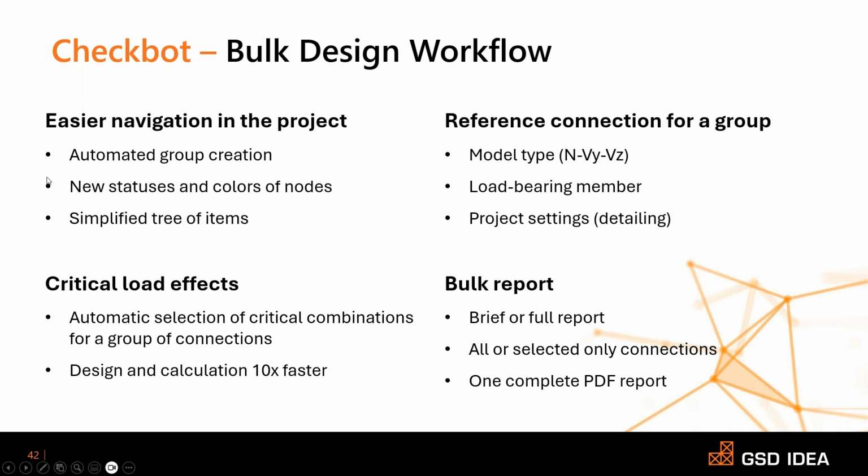Also, the status and the color of each node will be highlighted with different colors to identify the status of that particular node, whether it is designed, passing, failing, or still to be designed. So you can easily distinguish them based on the color codes, and also the simplified tree of items will allow you to easily navigate throughout all the options available in the Checkbot.